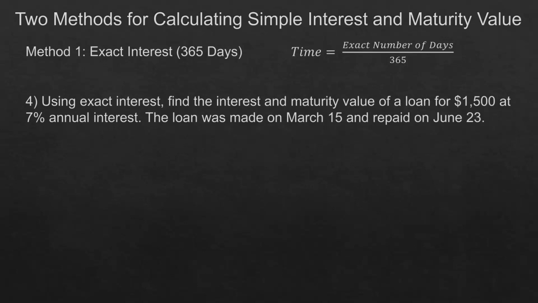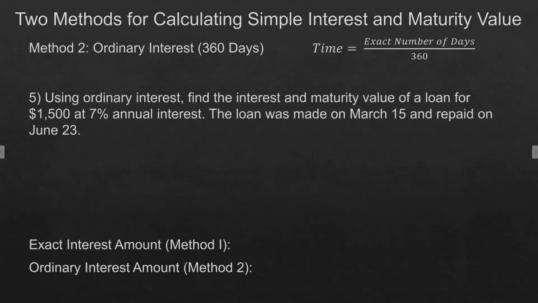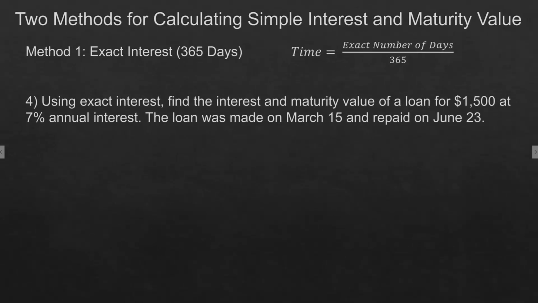So we're going to compare the exact interest of 365 days per year versus ordinary interest of 360 days per year. So it's going to be the same loan that we're going to calculate two times. Okay, so on this, notice that our loan is for $1,500 at 7% interest. And then it's from March 15th to June 23rd.